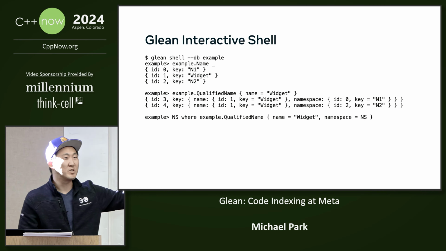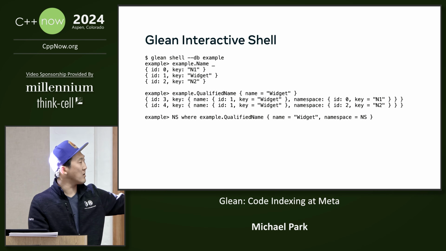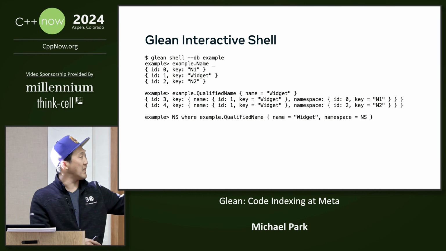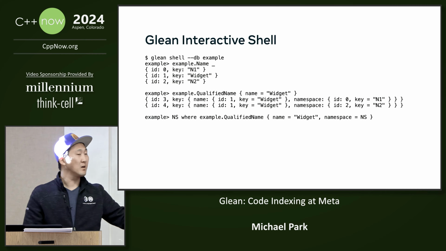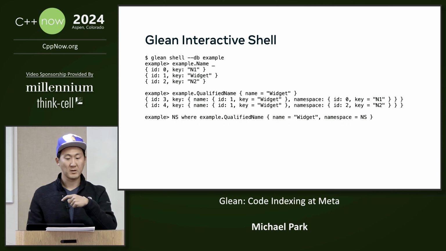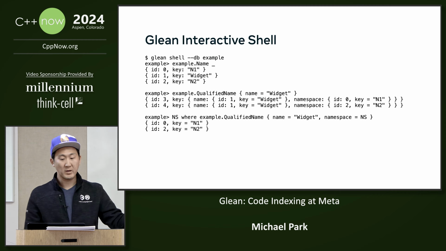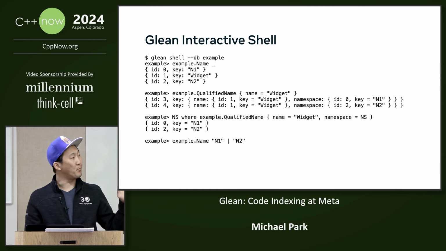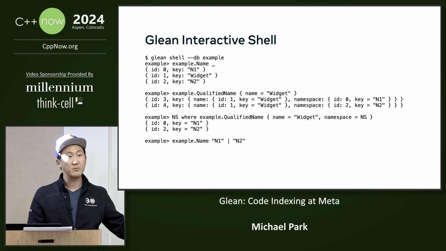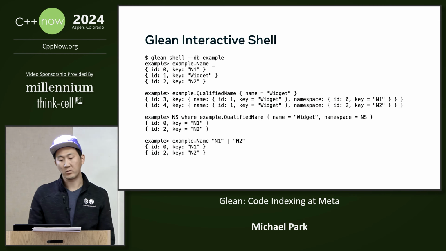So you can introduce a new name called NS, where, and then you write your predicate followed by a pattern, and namespace equals NS is going to bind the facts of namespace to NS, and it's going to yield that as the result. So in this case, even though we have basically the same query, it's going to only return the namespace portion of the qualified name. We also have bar, which is going to be an OR pattern. And so you can query for names that are N1 or N2, and it's going to give you these two results.